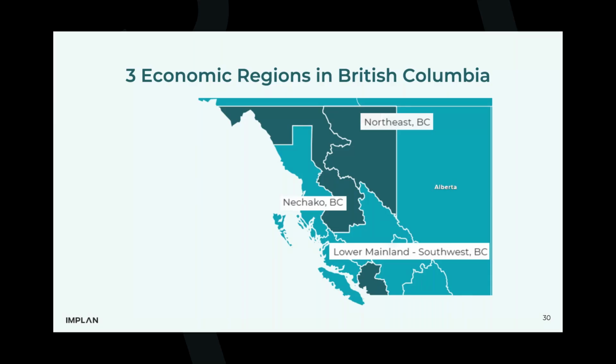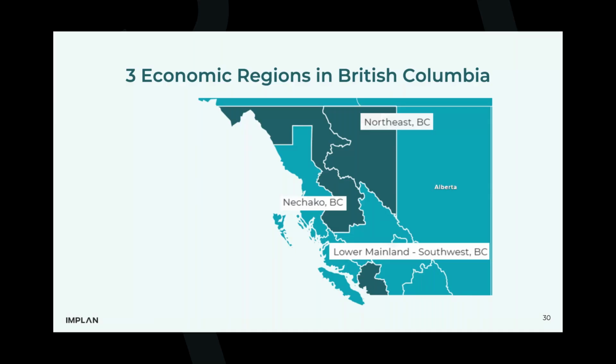So just to level set and get a little familiar with the economic regions in British Columbia, the Northeast economic region is obviously in the northeast part of the province. It shares a border with Alberta and Yukon, and it is the largest economic region in terms of land area. However, it's one of the least populous regions in the province. Only Nechako, its neighbor to the west, has a population lower than it.